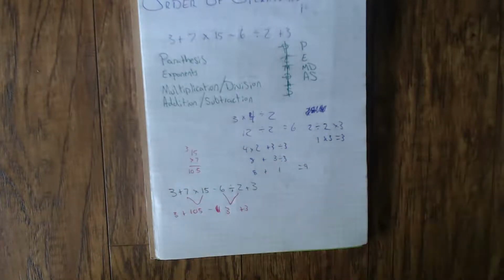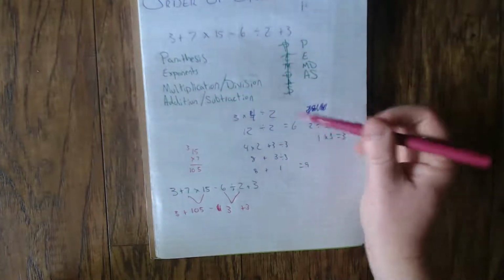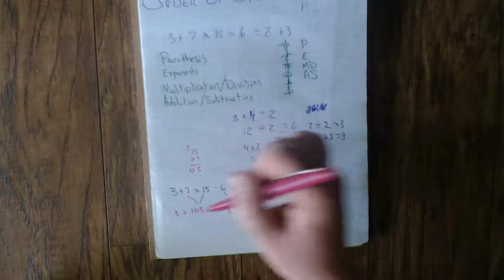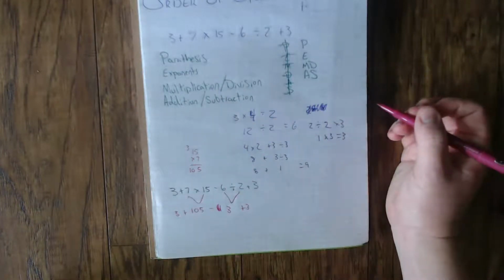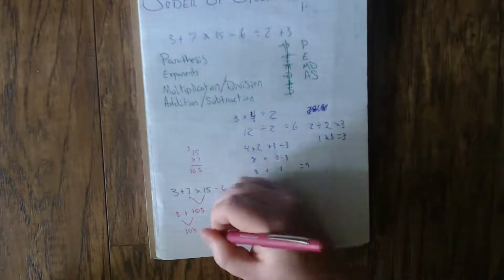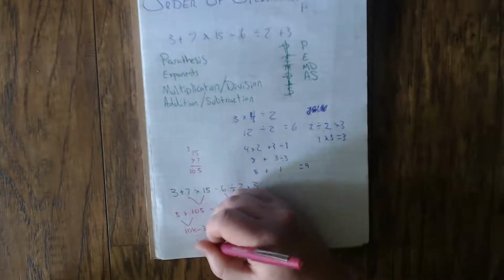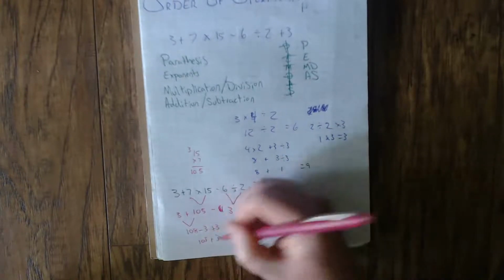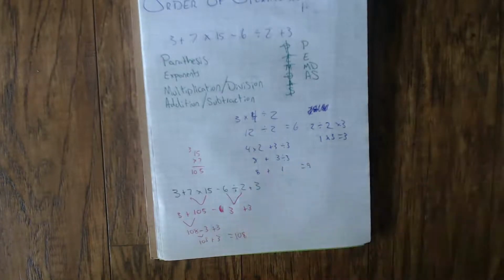Now we have addition and subtraction. Again, addition and subtraction are the same thing when it comes to the same level. So now we're just going to go left to right, addition and subtraction. 3 plus 105 is 108. And then we have minus 3 plus 3. If you subtract 3, we get 105, plus 3 gives us 108 again. So our answer comes to 108. I had a lot of 3's in there, I realize. Okay.